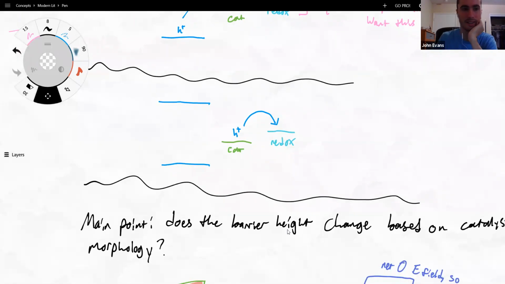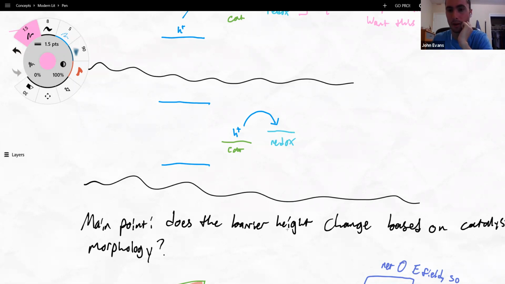All right. So then the second step, we have our hole that's in our catalyst. It then jumps over to our redox potential. Remember, it needs that little bit of boost to actually make that hop. And once it does, we have our H2O, which then makes a whole bunch of bubbles of O2.